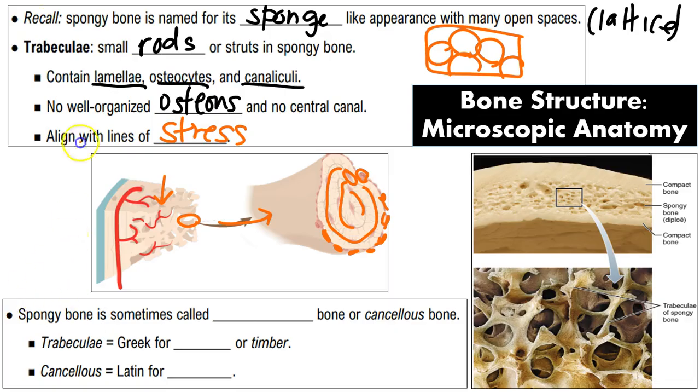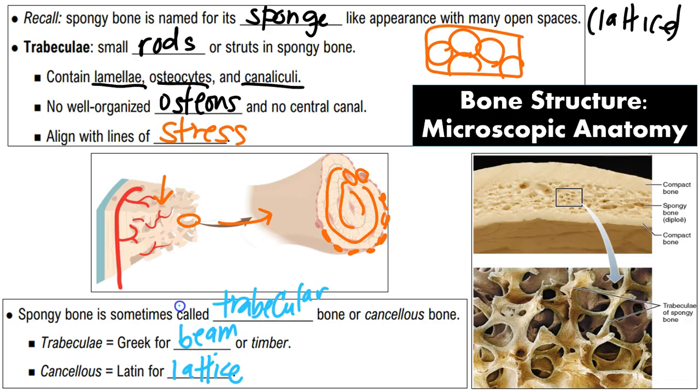Now, there are other names you can call spongy bone. Sometimes it's called trabecular bone or cancellous bone. Trabeculae is Greek for beam or timber, and cancellous is Latin for lattice. That's the reason why I always think lattice, because you can also call it cancellous. And that kind of ends our conversation about microscopic anatomy. A lot of little details. Our main focus, as you can see, is going to be compact bone.